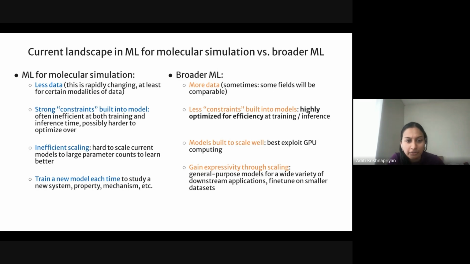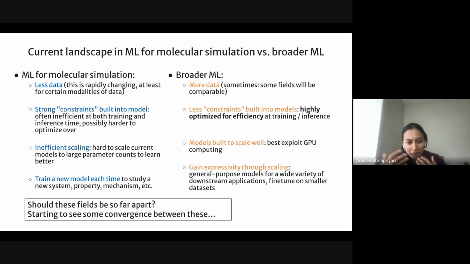And then finally, this last point: historically, the way the field has been is to train a new model each time when you want to study something new. And this is, again, how fields like NLP used to be many years ago. Whereas now in broader ML, we really see this idea that you can gain expressivity through all of this scaling. And so you can really go towards general purpose models for a wider variety of downstream applications and then specialize them later to smaller data sets or smaller problems.